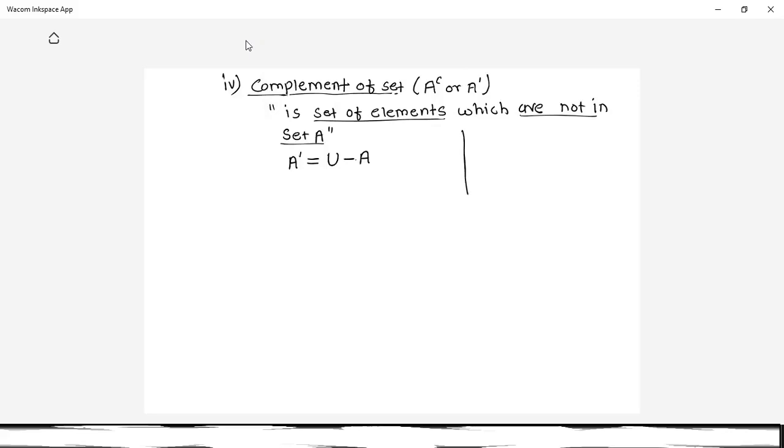With the help of a Venn diagram, if I want to denote this, suppose this is set A. Set A complement contains elements which are not in set A, that is U minus A. So this shaded portion, this is U, right? This shaded portion denotes A's complement, U minus A.